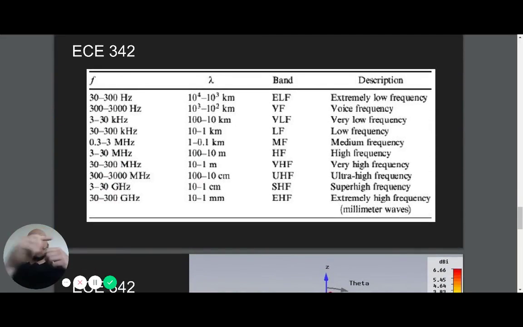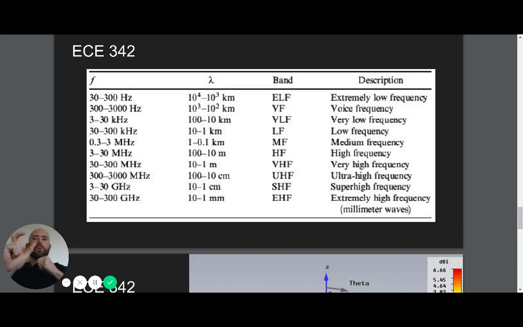From a 342 perspective, we have a ton of different frequencies that we can use for radio communications. But the ones that we're worried about are in the cellular range, specifically for GSM, which is going to be between 900 megahertz to 1.8 gigahertz. And as we can see here, that's going to be anywhere between probably about 50 centimeters down to probably about 8 or 9 at the very small end.